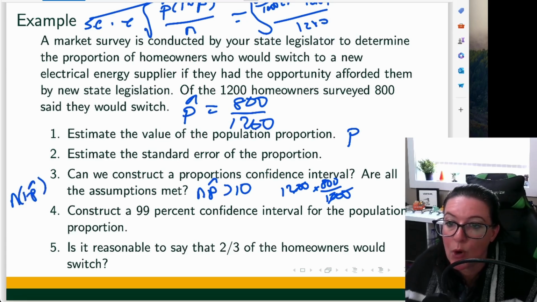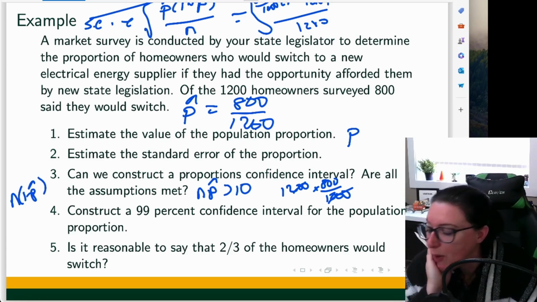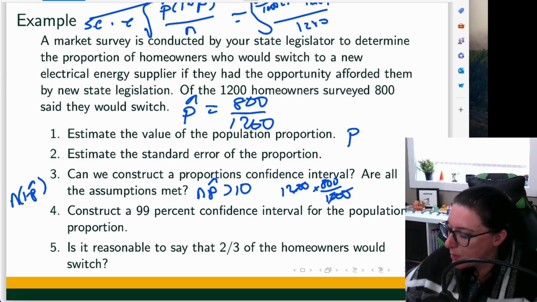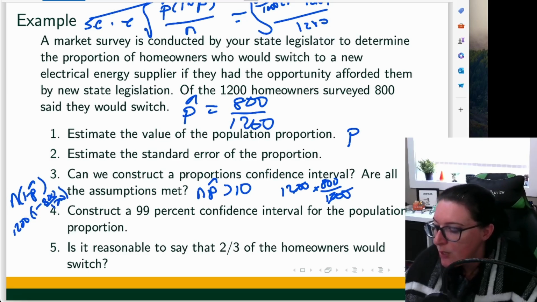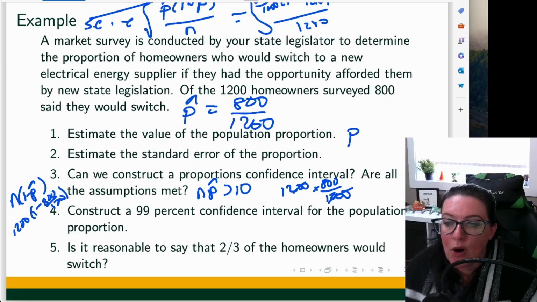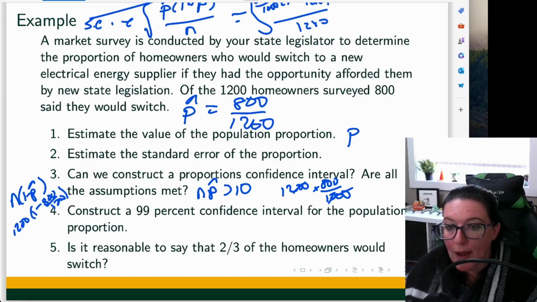Those are the ones who are not wanting to switch. And so in this case, that's going to be 1200 times 1 minus your 800 over 1200. So what we end up with there is that there are 400 who were not going to switch. Again, that is more than 10. We have a nice big sample size. We can assume that normality.